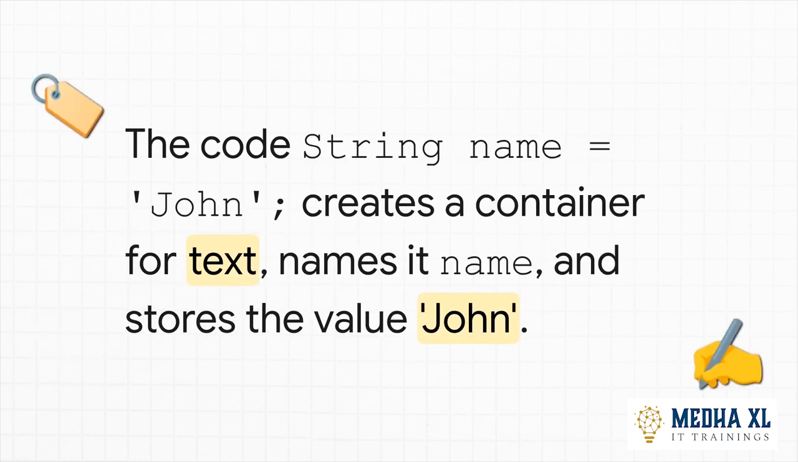And here's the other example we talked about. It's the exact same pattern. We're saying, all right, Java, new container. This one needs to hold text, so make it a string. We're going to call this one name. And go ahead and put the word John inside. And just like that, we've stored both an age and a name. They're sitting there in memory, ready for us to use whenever we want.